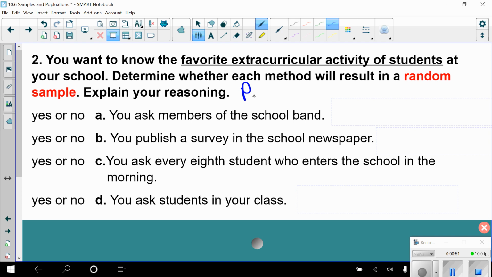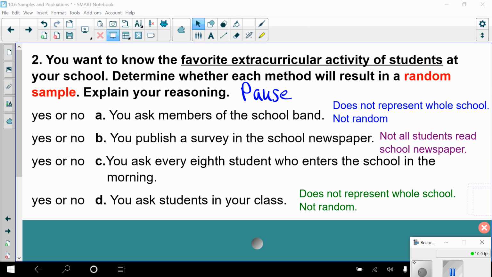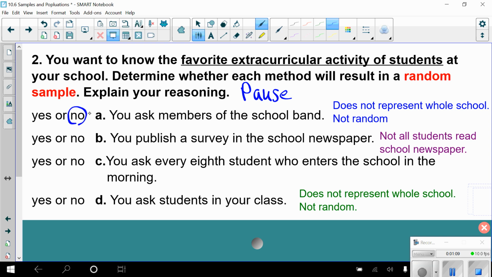Go ahead and click pause on your video and answer the question, and then hit play when you're ready to go. Okay, on letter A, you ask members of the school band. This is not a random sample. It's a specific group of people. Letter B, you publish a survey in the school newspaper. Well, not all students read the school newspaper, so this is not a random sample.